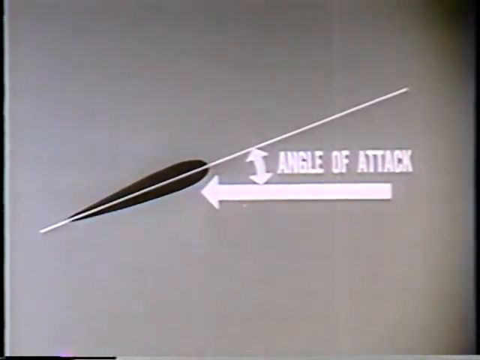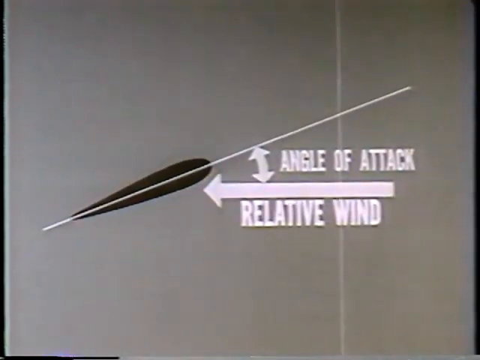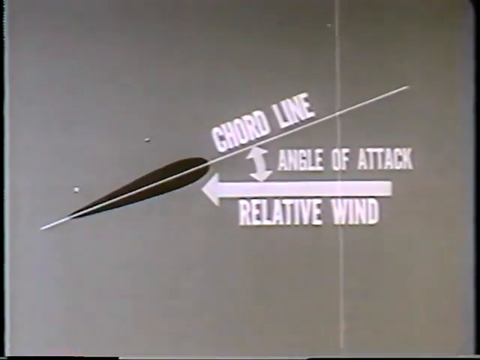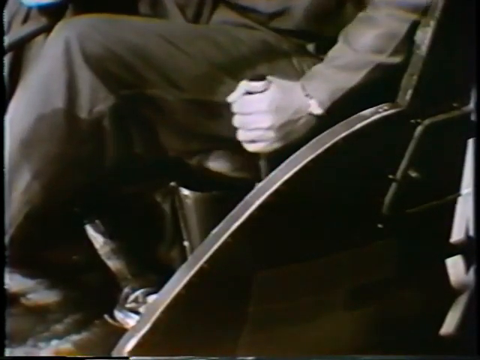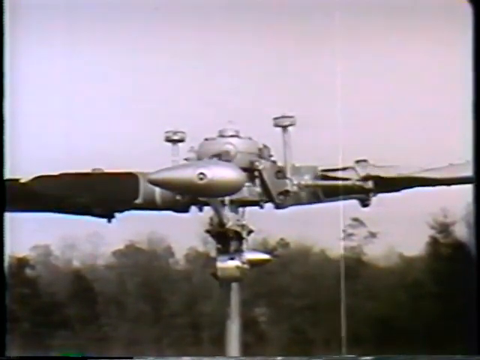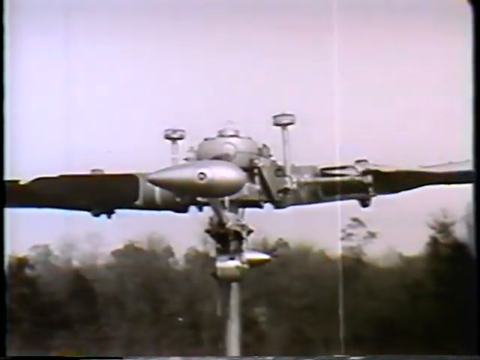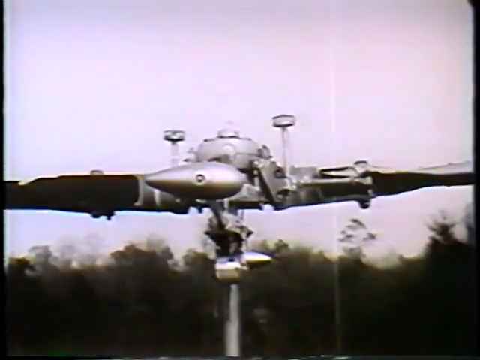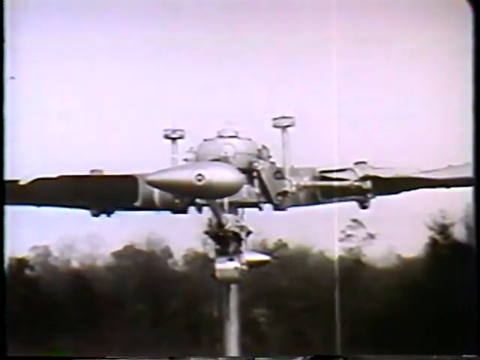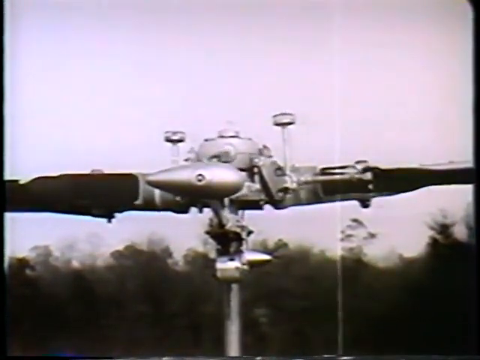Angle of attack is the angle between the relative wind and the chord line of the airfoil. There are two ways to vary angle of attack. Applying collective pitch changes it equally on all main rotor blades in all positions. By applying cyclic control, lift is increased on one half of the rotor disc, decreased on the other half, and the disc itself is tilted. The helicopter will fly in whatever direction it is tilted. This, of course, results in a change of attitude of the aircraft.